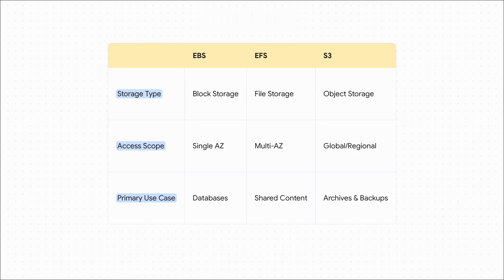Now pay really close attention to that access scope row, because this is a huge deal. EBS is stuck in a single availability zone. EFS can stretch across multiple AZs, which is great for high availability. And S3, S3 is on a whole other level. It's regional or even global.